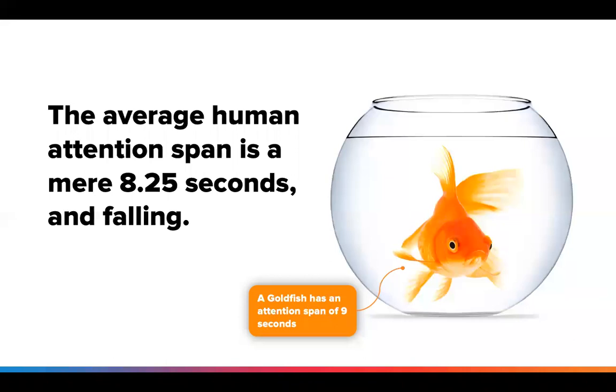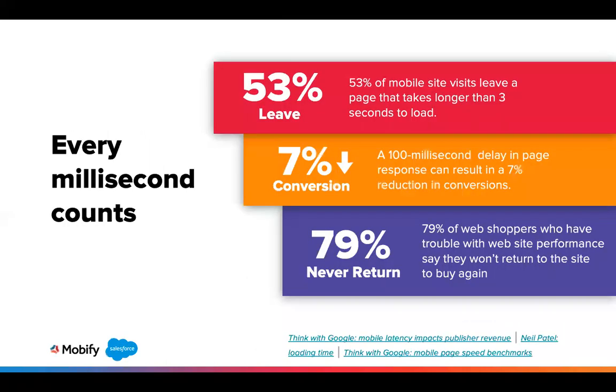And what we noticed when looking at the research is that the attention span of a human is 8.25 seconds and falling. Compare that to a goldfish, which has a 9-second attention span. So we really can't pay attention even to the extent that a goldfish can. So we focus on making sure every millisecond counts. If we're really looking at 8.25 seconds to leave an impression on a given shopper, we need to focus on making that experience highly performant.